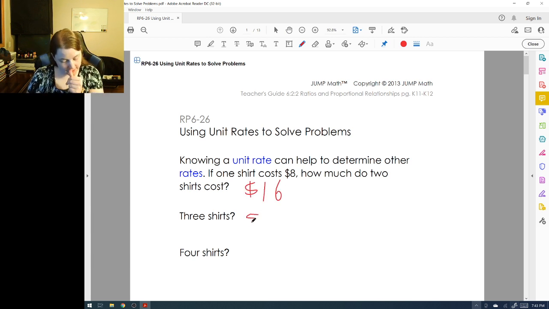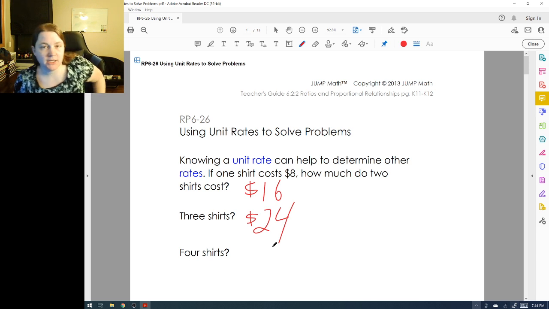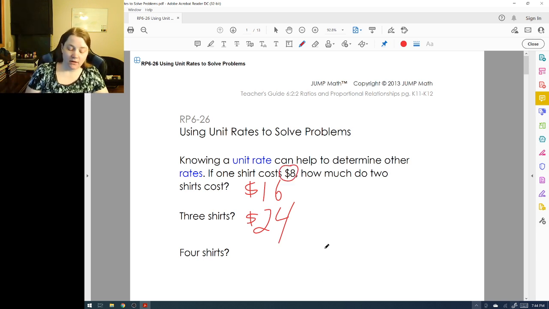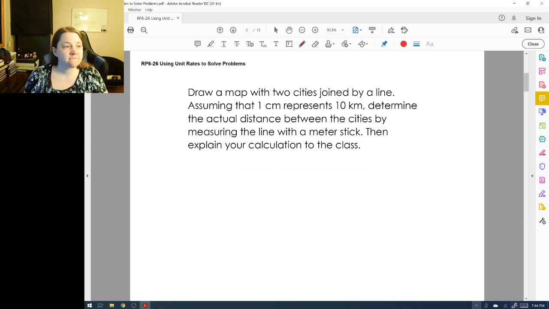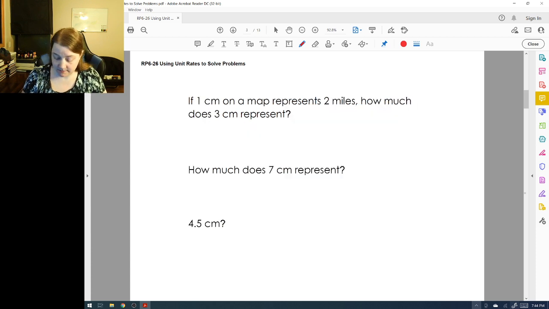3 shirts would cost 24 because you're multiplying that 8 of the original 1 shirt by 3. What about 4 shirts? 8 times 4 would be $32. Yeah, we're going to keep going.